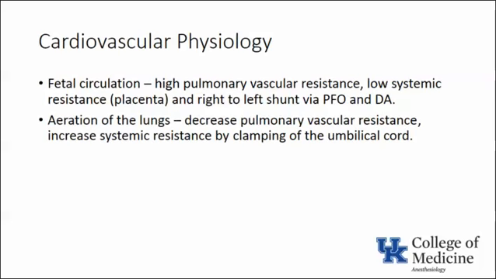If you have to sum it together, fetal circulation is a high pulmonary vascular resistance state along with low systemic vascular resistance state, and shunting of blood right to left through the patent foramen ovale and ductus arteriosus. Following aeration of the lungs, there's a dramatic decrease in pulmonary vascular resistance, increase in systemic vascular resistance by clamping of the umbilical cord. It's very simple.